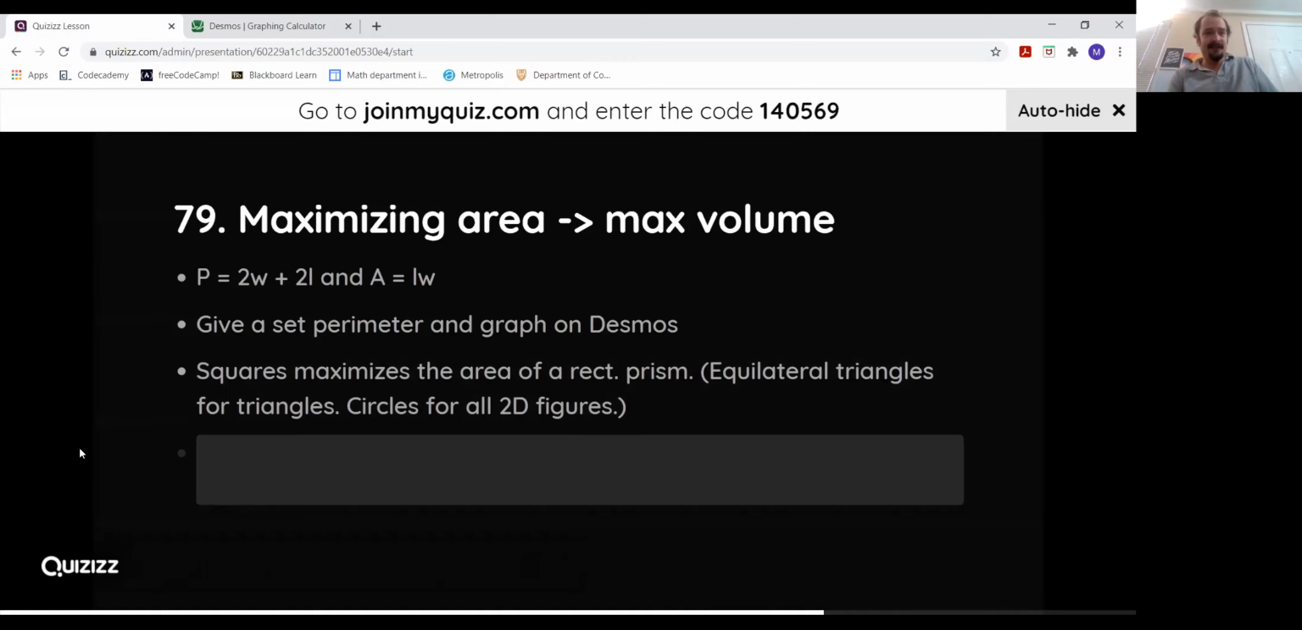If we want to extend this, what do you think a 3D object, like a rectangular prism, what do you think would maximize the volume in there?